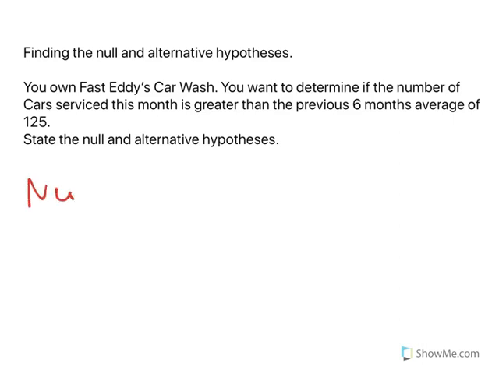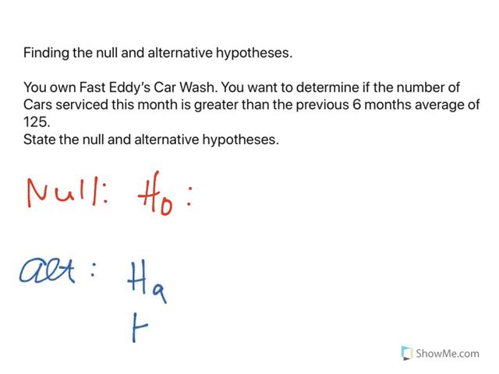Now, remember, the null hypothesis is commonly referred to as H0. There's our null. Our alternative hypothesis is often referred to as Ha. It sometimes is also referred to as H sub 1, depending on what textbook you're using. But I like H0 and Ha. That's kind of how I refer to it.